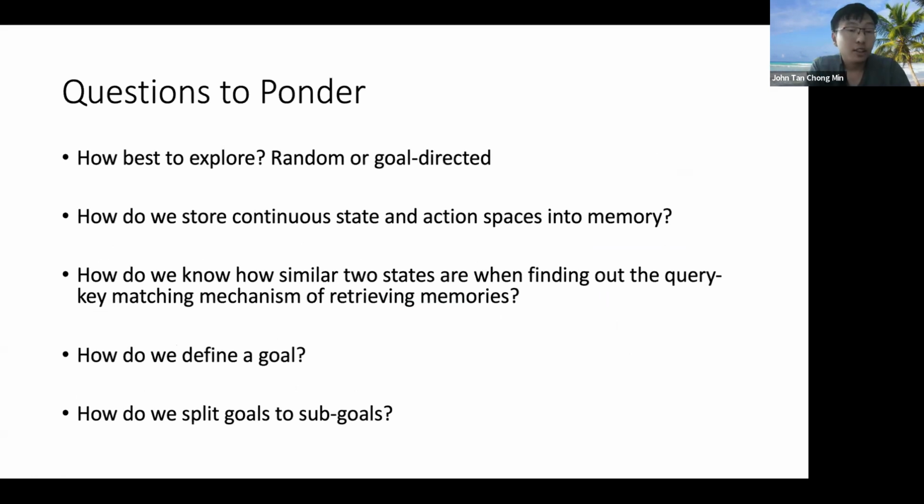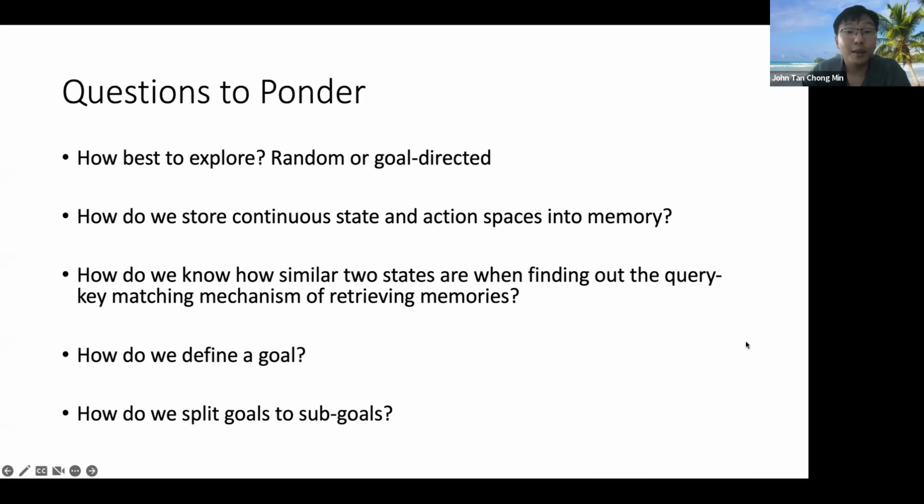Thanks so much. So here are some discussion questions I have. The first is, how should we explore the environment? Should we use random search, random sampling, like what Q-learning does, or should we go with goal-directed exploration? Of course, over here, my answer would be goal-directed. Anyone like to differ and say that random exploring is better?